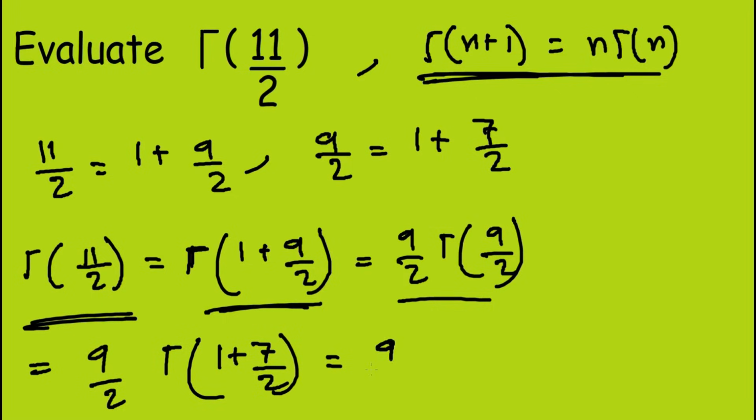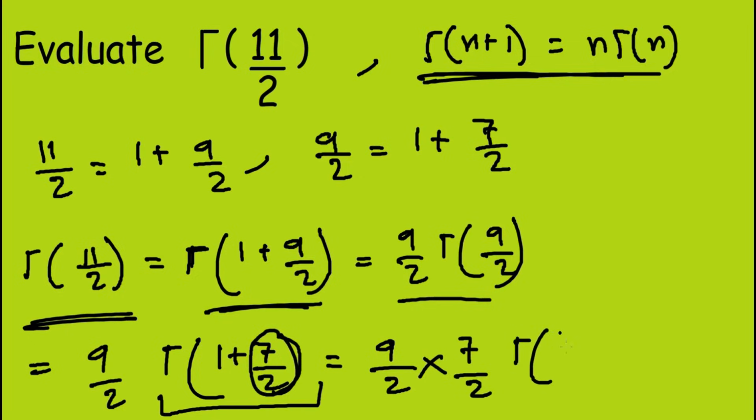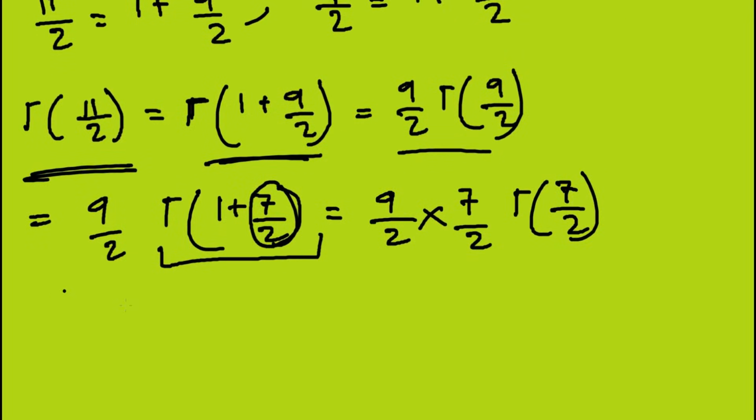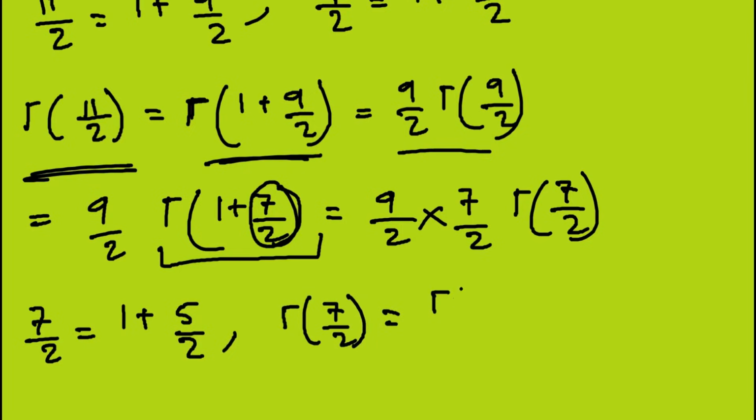So what will this become? 9 by 2 times, again this is gamma 1 plus n, and gamma 1 plus n equals n gamma n. What is n in this case? n in this case is 7 by 2. So this becomes 7 by 2 times gamma 7 by 2. I hope you are getting the pattern by which this is being calculated. Again 7 by 2 is 1 plus 5 by 2. So again I will use this: gamma 7 by 2 equals gamma 1 plus 5 by 2, which further equals n gamma n. n in this case is 5 by 2.